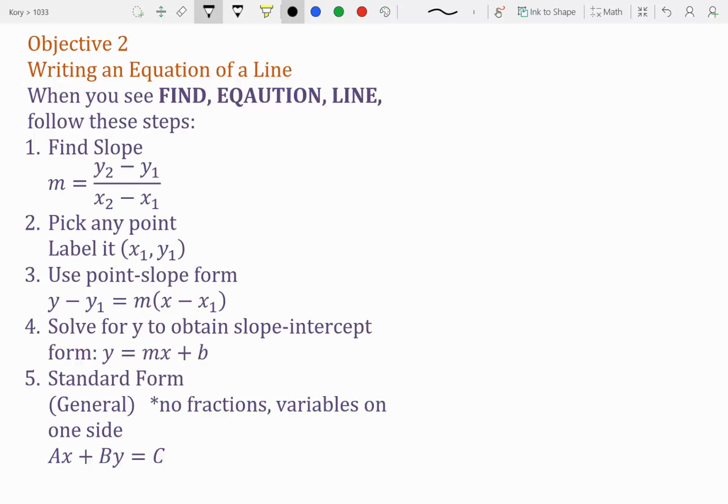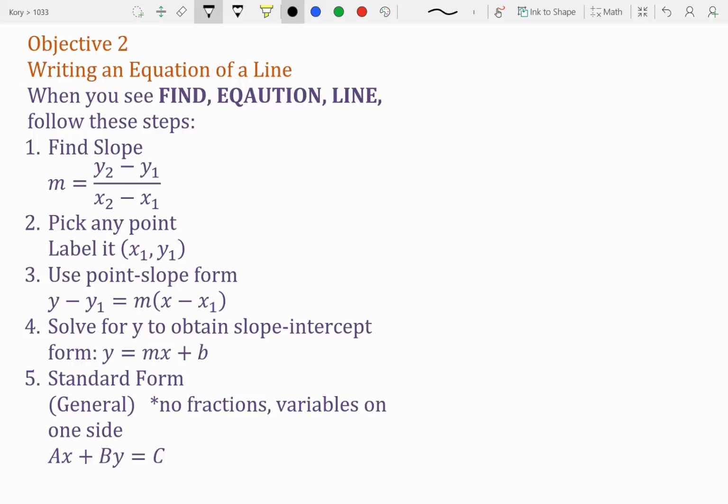Your second step is to label any point. You're going to pick a point. Sometimes they give you 2, sometimes they give you 1, and you're going to label it x1, y1. Your third step is to use point-slope form. From steps 1 and 2, in step 2 we have a point, in step 1 we have a slope, and that gives us point-slope form. We plug in our m, y1, and x1. Our fourth step, we need to solve for y to obtain slope-intercept form. So to get y equals mx plus b, we have to isolate y and solve for y.